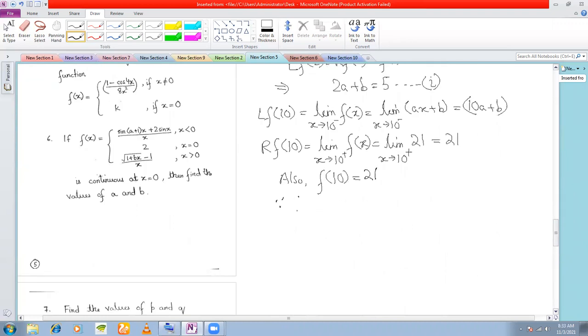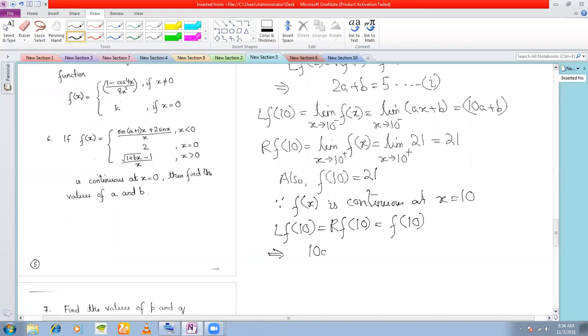So since fx is continuous at x is equal to 10, the left hand limit must be equal to the right hand limit, must be equal to f10. That means 10a plus b must be equal to 21. This is your second equation. Okay, so you're getting two equations. You can solve them to get the value of a and b.